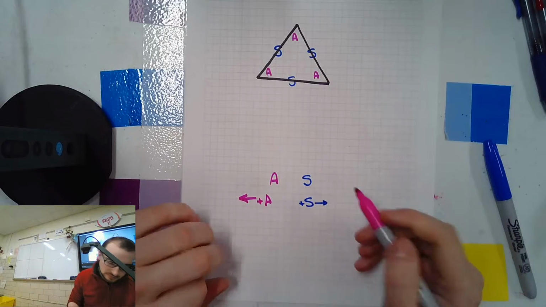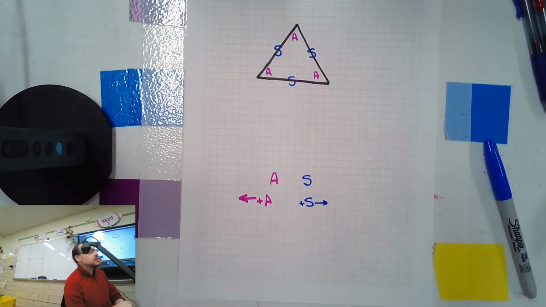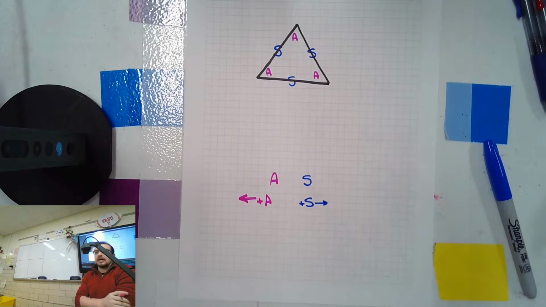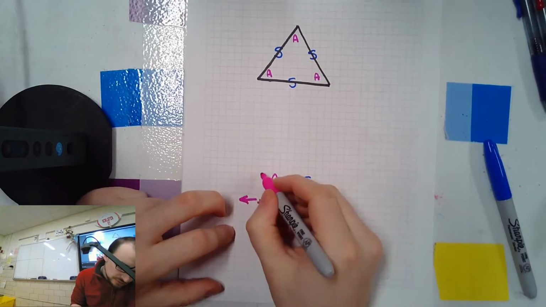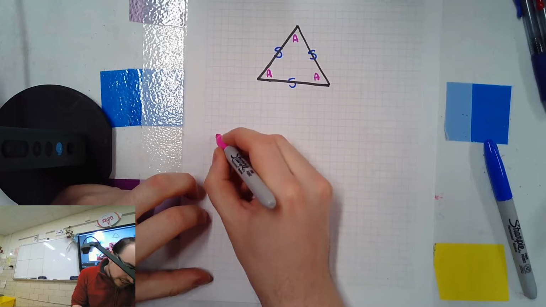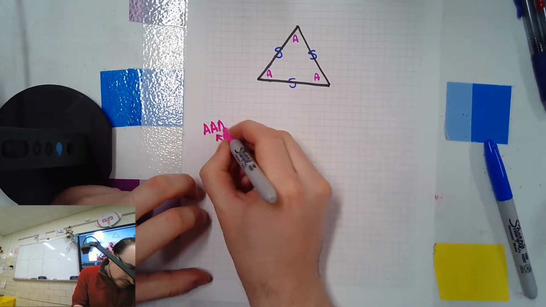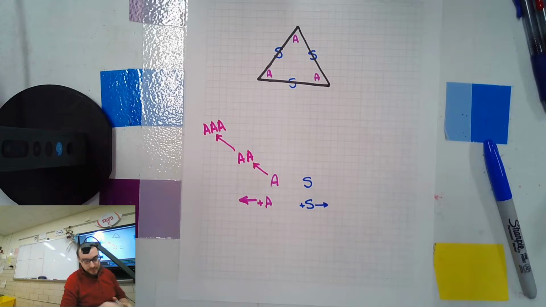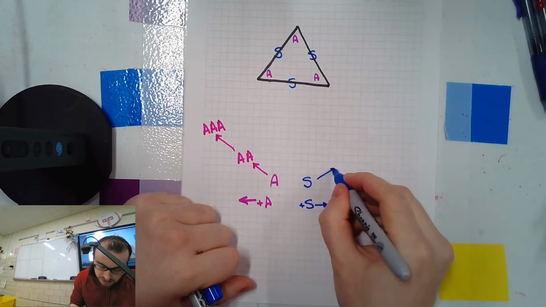How many A's do I have here? Max, 3. How many sides do I have max? 3. Awesome. So if I move to the left once, I get 2 A's. Move to the left again, I get 3 A's. There's all my combinations with just A's. Here's all my combinations with just S's.